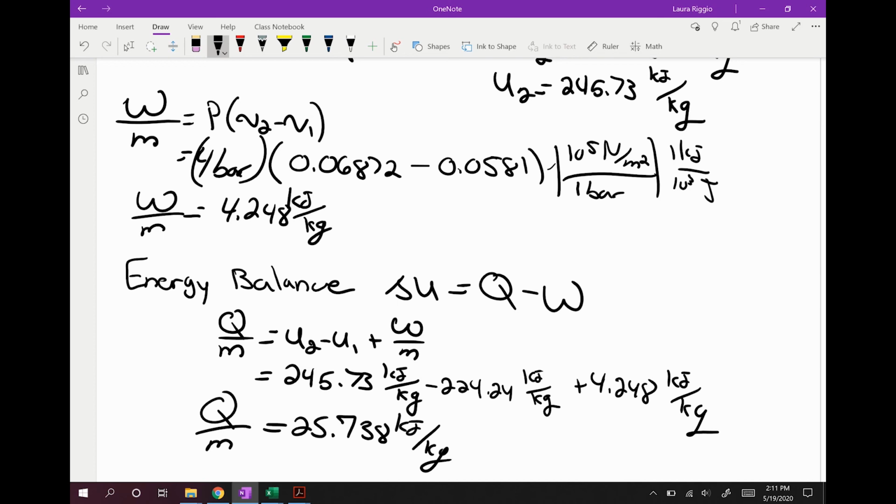In our next lecture, we are going to introduce the concept of specific heats, and also how to evaluate properties for incompressible substances, solids and liquids, leading up to introducing the ideal gas model.